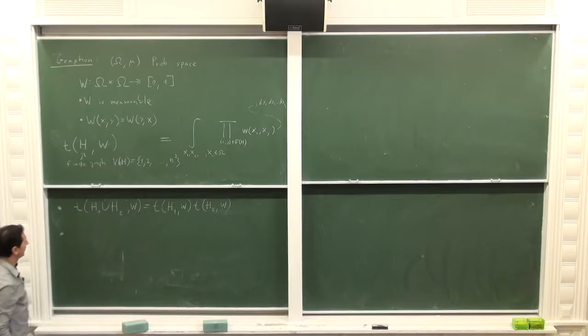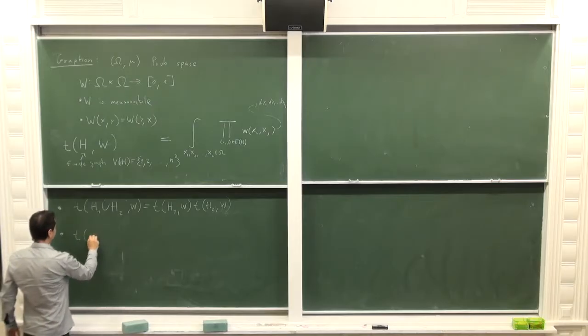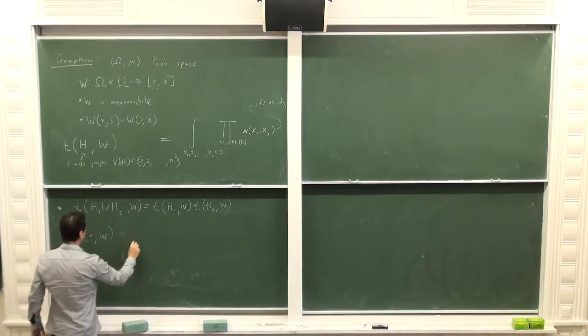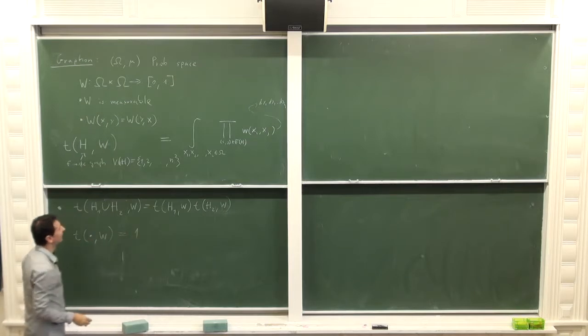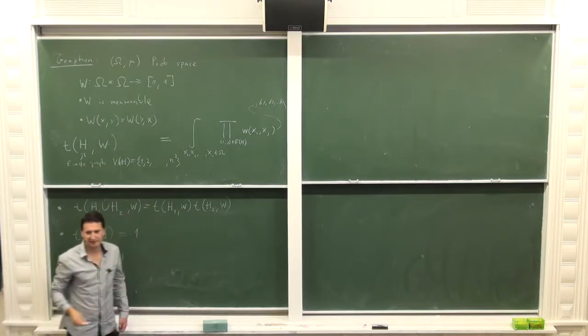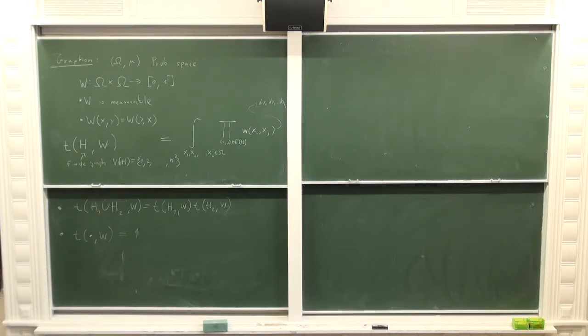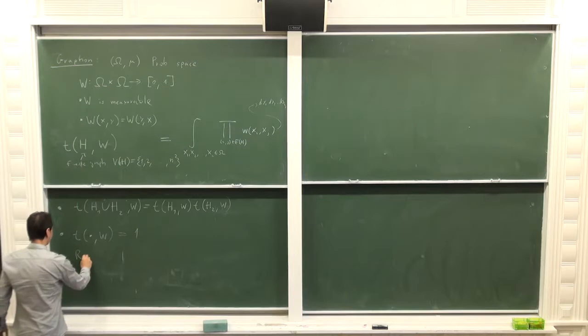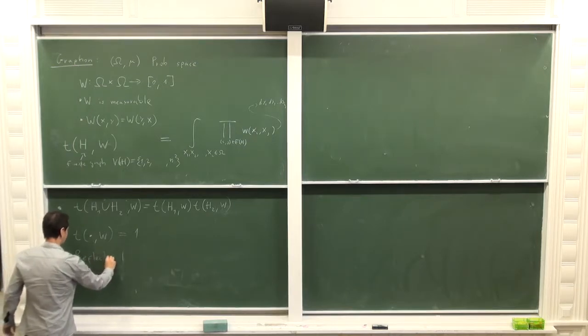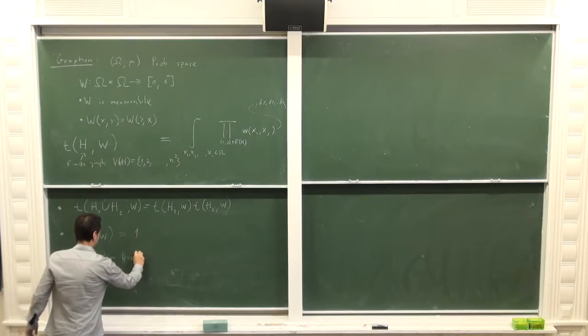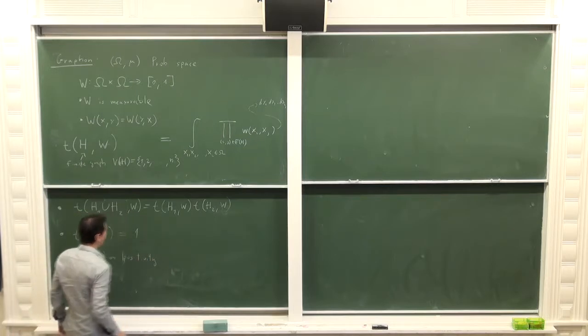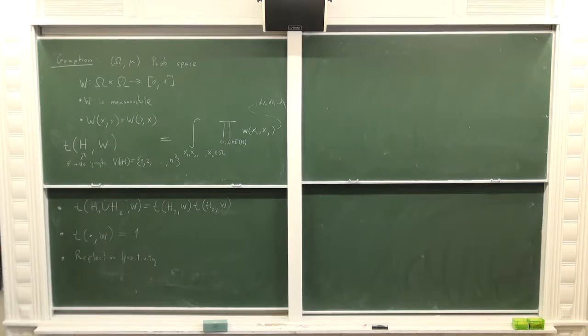Second property is very simple. If you take the single point and you look at the density of that in W, this is just 1. So there you see an empty product, which is defined to be just 1, and then you integrate 1, so you get 1. And actually there is a third property. I need some more notation for this third property, which is called reflection positivity. And I will come back to this, so this is the most technical one.